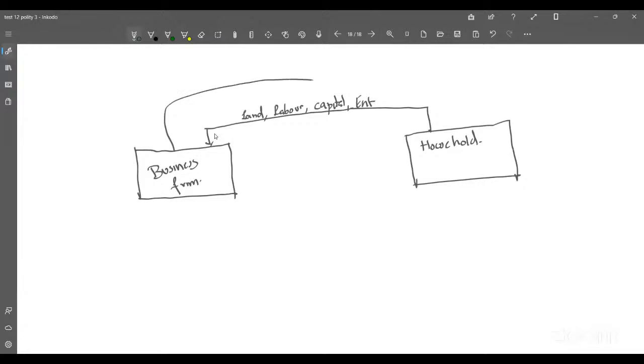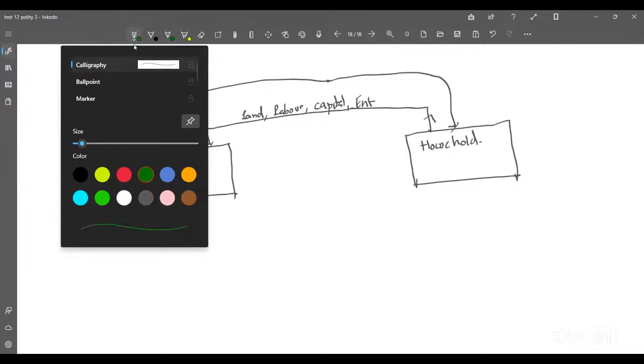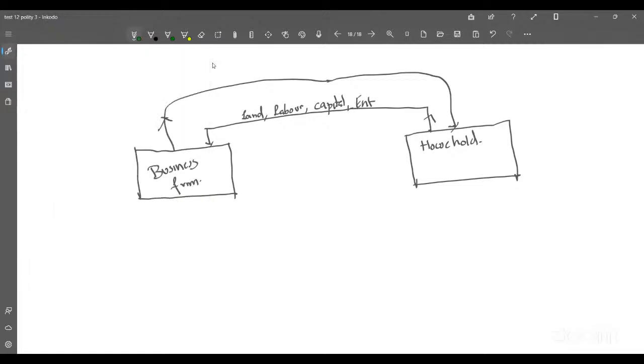How is it compensated? For land, what does the business firm provide to the household? Rent. For labor, it gives wages. For capital, it gives interest. For the entrepreneur, it gives profit. Yes or no?